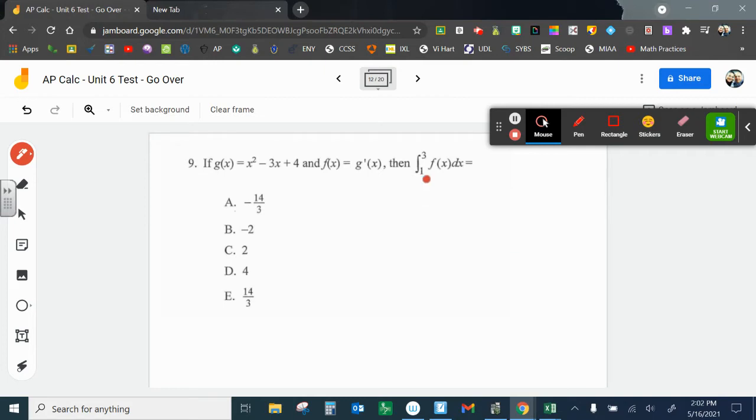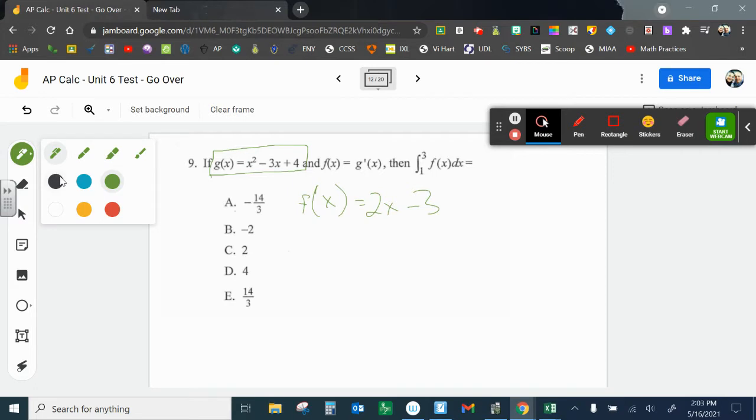Okay, so for number 12, hey, we have g of x equals x squared minus 3x plus 4, and then f of x equals g prime of x. So then the integral of 1 to 3 equals f of x dx. So let's look at what I have here. So first of all, they tell us what g of x is. And then they say, okay, f of x, not the derivative, f of x is the derivative of this, so that's 2x minus 3.